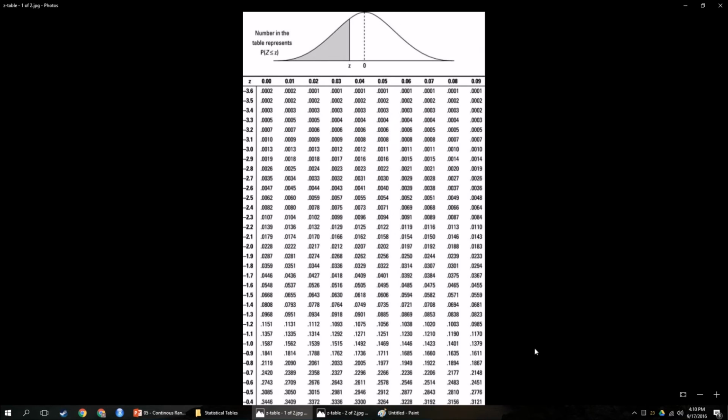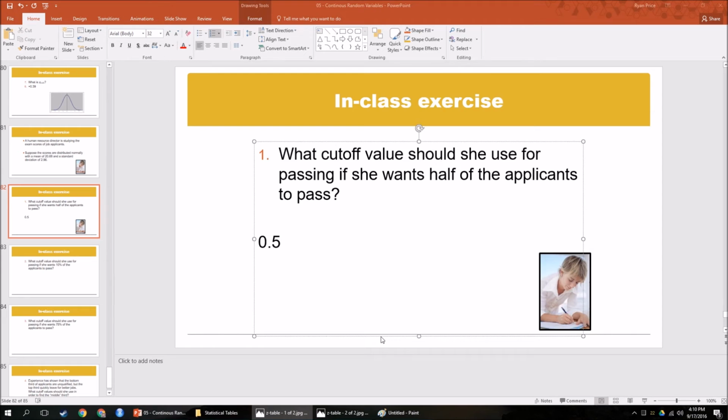Translating that to the variable x, which is test scores, if she wants half of them to pass, she has to set the passing grade to be equal to the mean, right? If the passing grade is the average, if this is a normally distributed variable that's perfectly symmetric, then half of the applicants are expected to score less than 20.68, and half are expected to score more. And if half score more, half will pass. Okay, so that's the answer to this one.